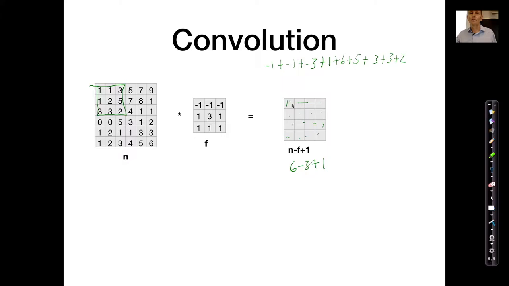Okay. Questions on how we apply this convolution? So our input to this layer is n by n. Actually, let's make it particular, 6 by 6. Our output is 4 by 4. If we had 15 convolutions, our output would be 4 by 4 by 15.